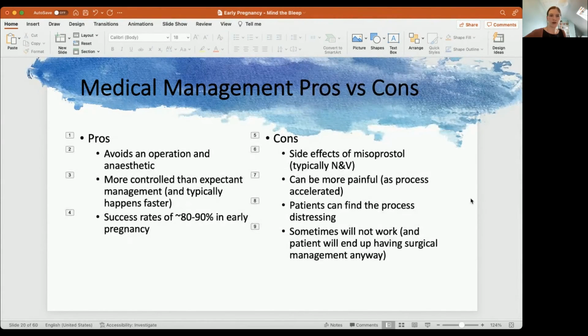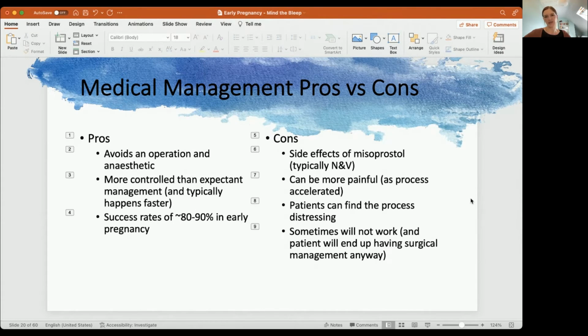So pros versus cons. Pro, you avoid an operation and an anesthetic. It's more controlled than expectant. Basically, you kind of know it's going to happen in the next couple of days rather than potentially in the next 3 weeks or whatever. And it is very successful. Around 80 to 90% will miscarry with the misoprostol.